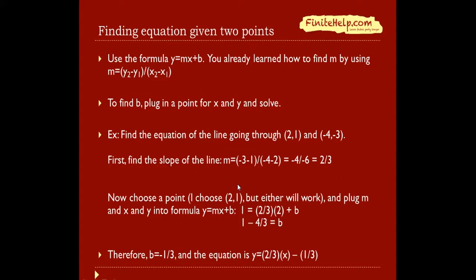So for this next part, we're going to try to find the b, where we select one of these 2 points and then plug it in for x and y. I'm going to choose the point (2, 1) here, but either one will work. And I'm going to plug m in and x in and y in to the formula y equals mx plus b. So here y is 1, m is 2/3, and x is 2, and b is what we're trying to solve for. Therefore we have b equals negative 1/3. And the equation is simply y equals 2/3 x minus 1/3.